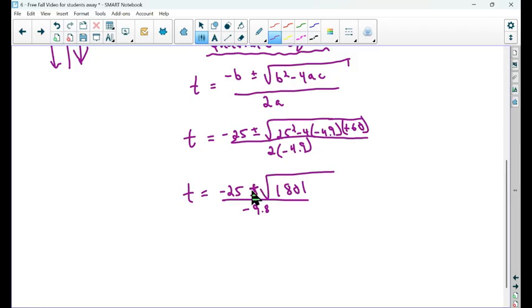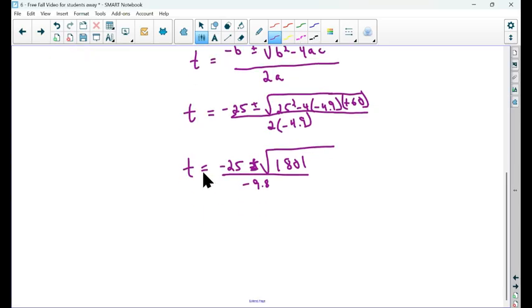Plus or minus is looking pretty rough. So I go negative 25 plus the root of 1801, and then divide all of that by negative 9.8. And then I do the same thing. I go negative 25 minus the square root of 1,801 divided by negative 9.8. I'm going to get 2 answers from this. So my 2 answers are, the first one is 6.88 seconds, or my second one is negative 1.78 seconds.